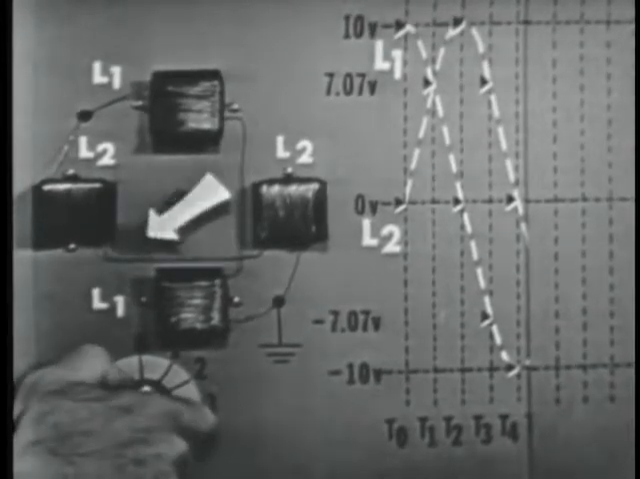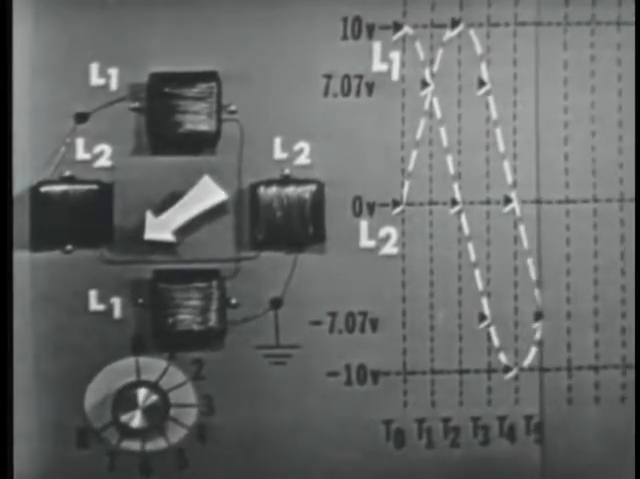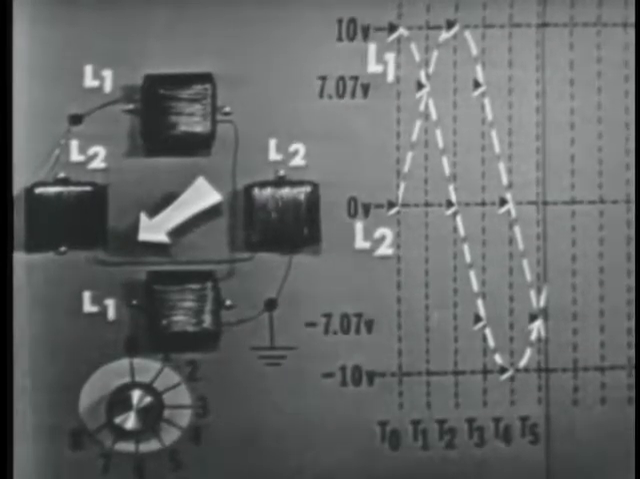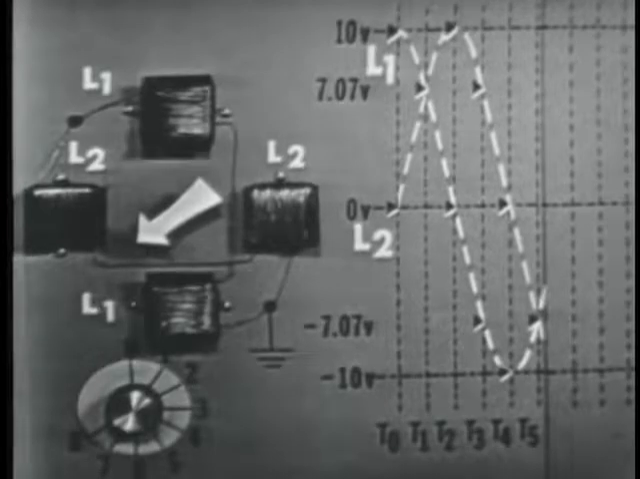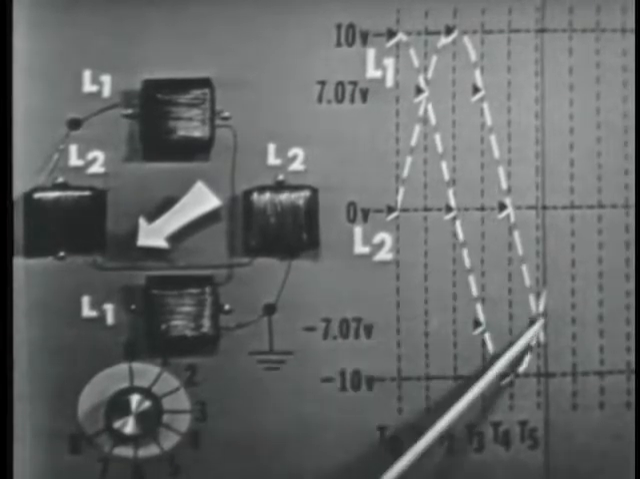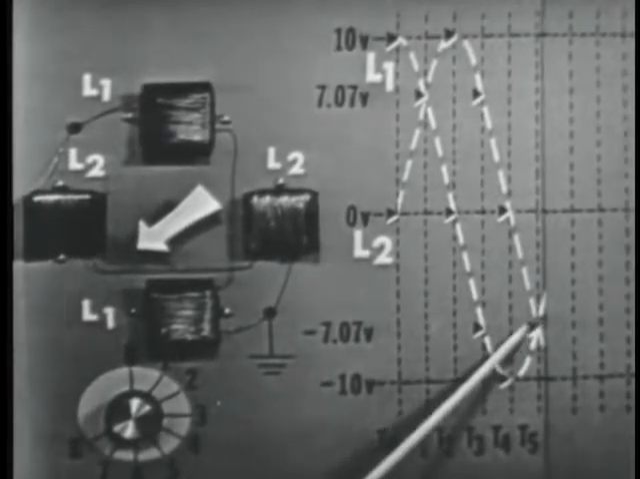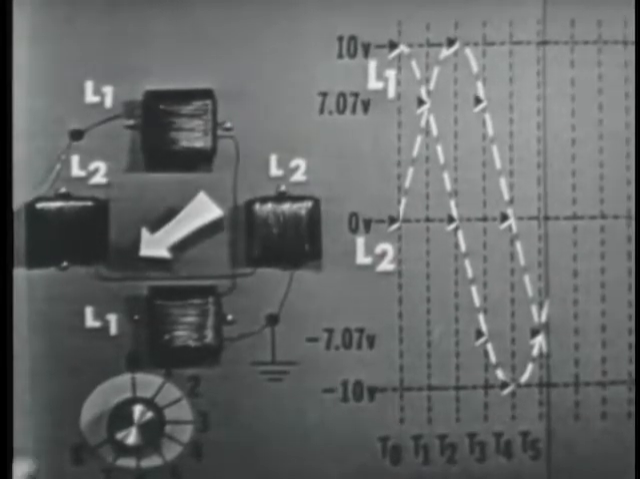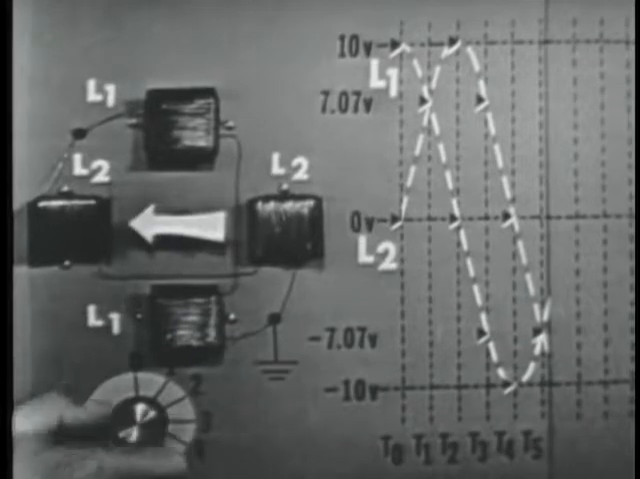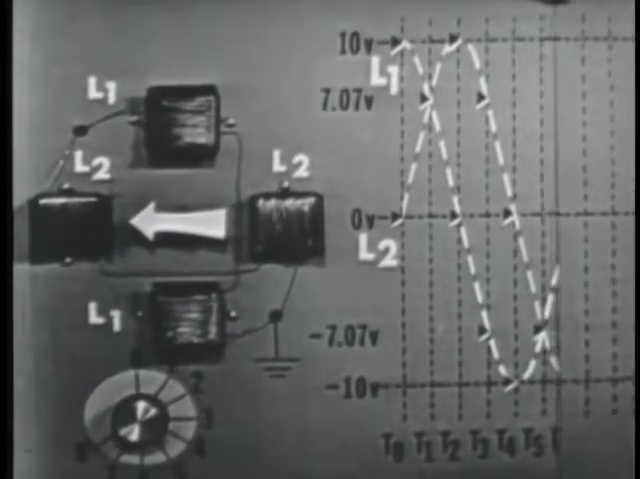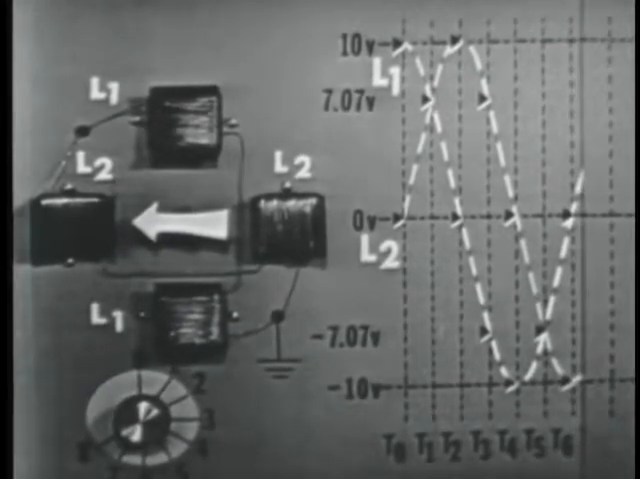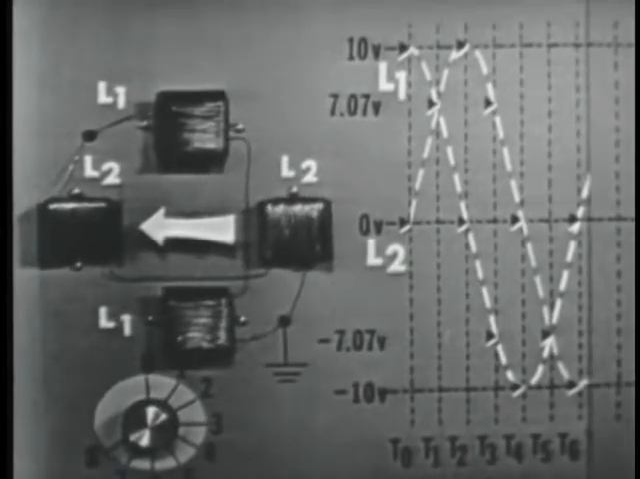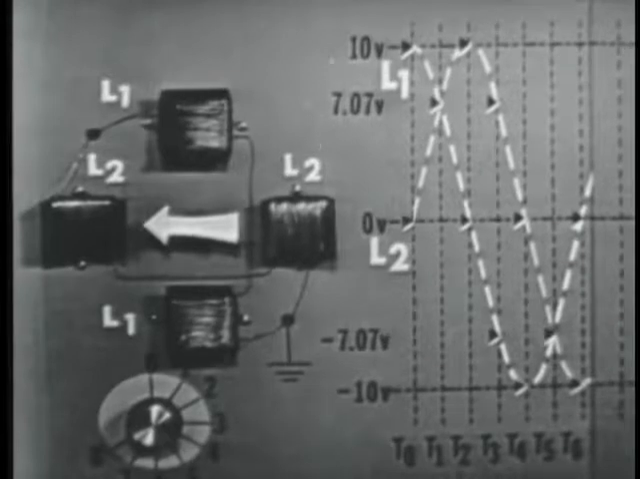Okay, Bob, switch it to time 5. Now, once again, the pointer shows that both coils are energized. Notice that we also have reversed the polarity of voltage applied to L2. Now, both coils are at a negative 7.07 volts. At time 6, only L2 has max negative applied. Now, L2's field has reversed as indicated by the pointer. L1 at this time has 0 volts applied.